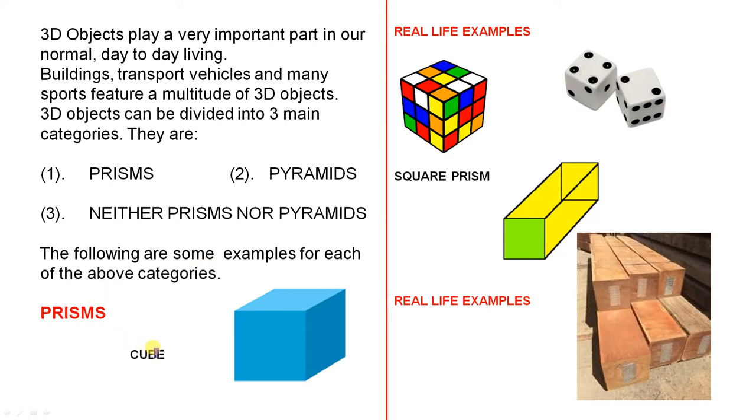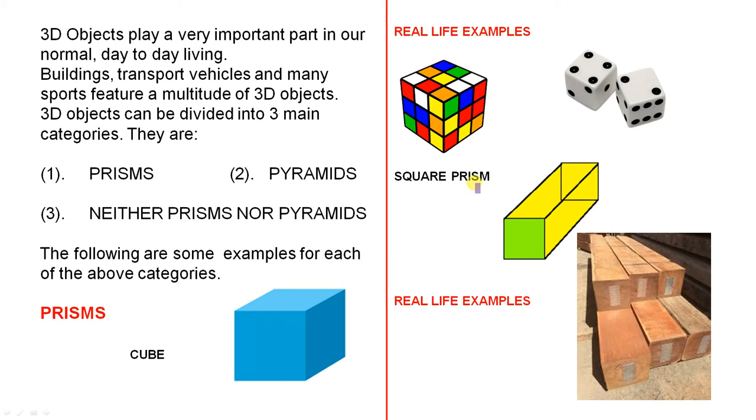Now the simplest prism of all is the cube. That's a 3D object. It has 6 sides and all the sides are equal. And here are two real life examples. Very, very popular, and we've seen those many times. The Rubik's Cube and the dice.